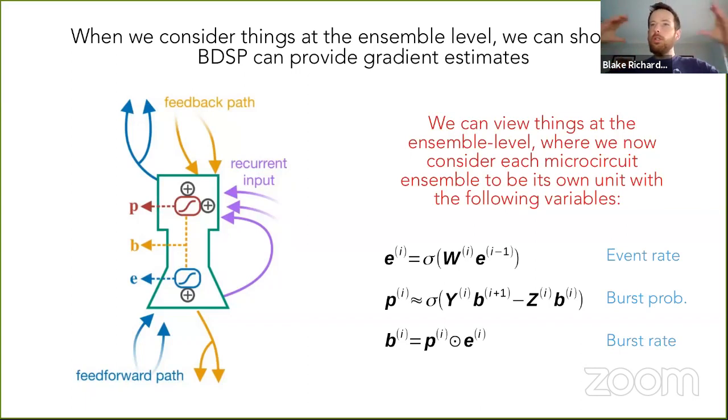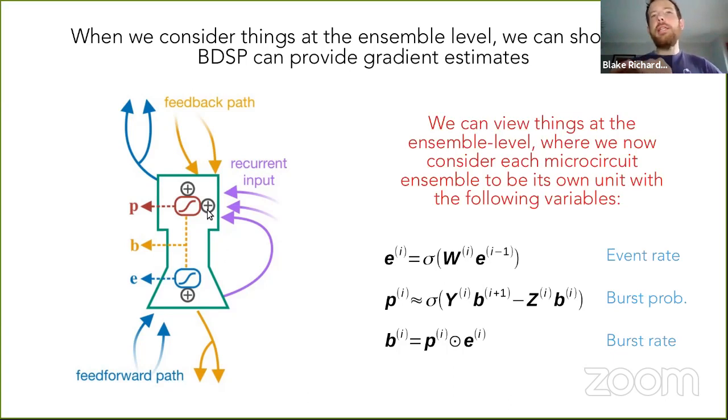So what we wanted to do is zoom out to an ensemble-level model, where we consider groups of pyramidal neurons as a single unit unto themselves. So we're imagining an ensemble of pyramidal neurons that are collectively represented with a single set of variables: the event rate, which I'll refer to with little e here, the burst probability, which I'll refer to with p here, and the burst rate, which is just the product of the burst probability with the event rate.